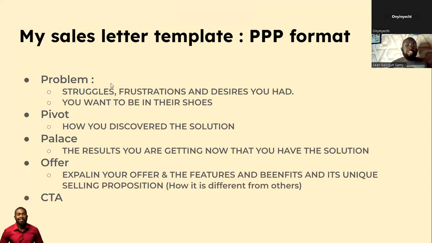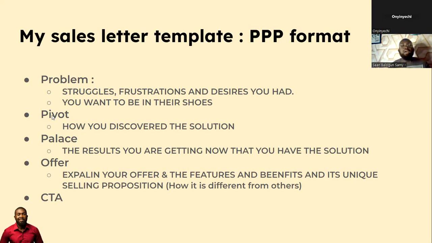So if you look at the PPP format, the first P stands for problem, right? This is where you want to empathize with the person reading. You want to make them know that you've been in their shoes, you understand. It's just a way to tell a story. It's a storytelling sales copy format, and PPP stands for problem, pivot, palace.